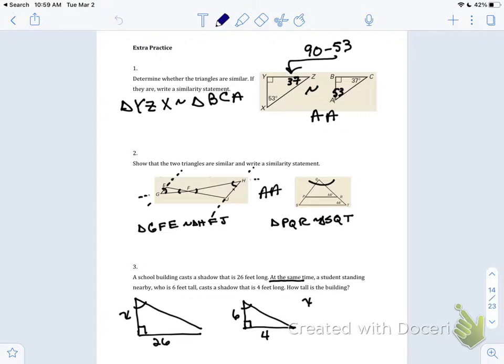So I can now say x is to 6 just like 26 is to 4. And what do I get? 4x equals 6 times 26. 6 times 6 is 36, and the 6, carry the 3. 6 times 2 is 12, and 3 more is 15. So that's 4x equals 156. Divide both sides by 4. And if you do that math, you're going to get x equals 39 feet. So they are similar by AA.